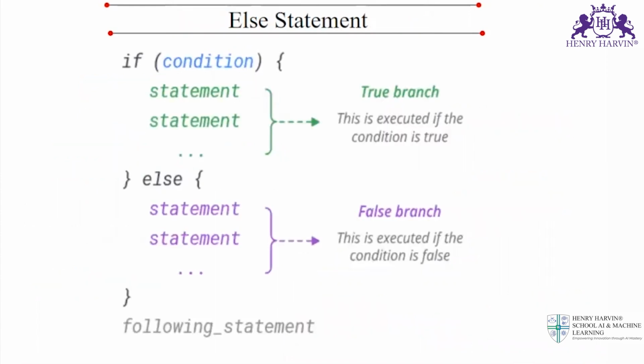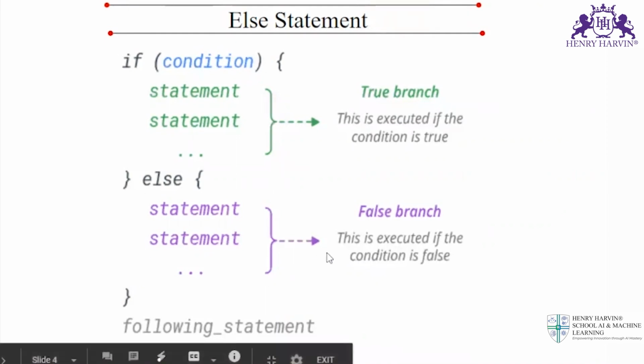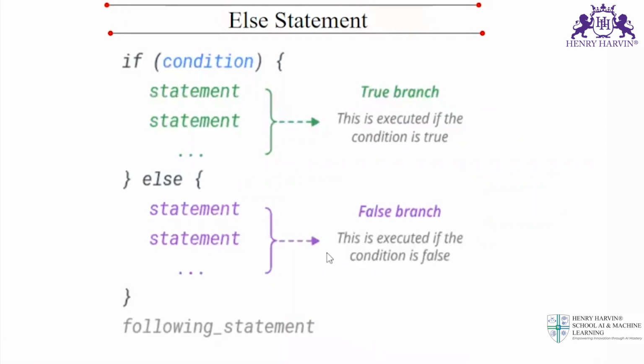Next is the else statement. Like the if statement was used when the condition is true, at that time the if block is executed. But if the condition is not true, it is false, at that time the else block is used. Now else says if the first condition is not met, then execute the second statement. So this is how else will be used.